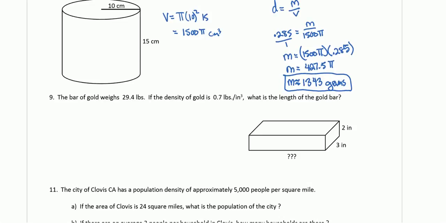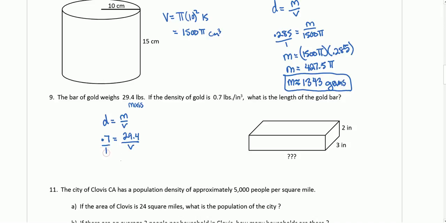We have a bar of gold that weighs 29.4 pounds, so that's mass. If the density of gold is 0.7 pounds per inches cubed, what is the length of the gold bar? So we have density is mass over volume. Density is 0.7. Mass is 29.4, and we need to find our volume first.